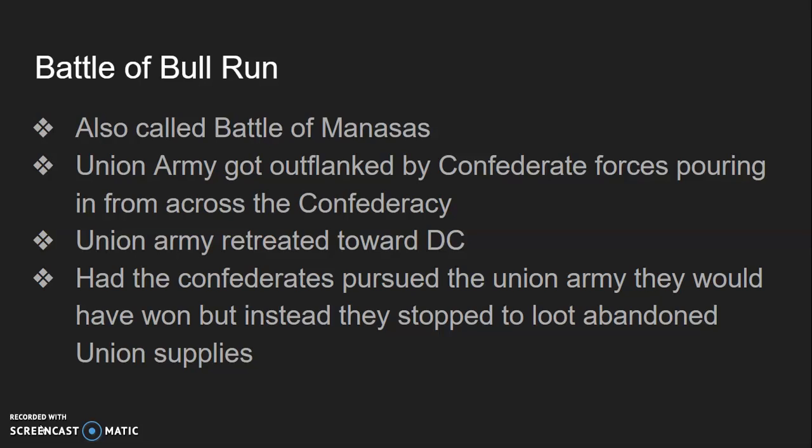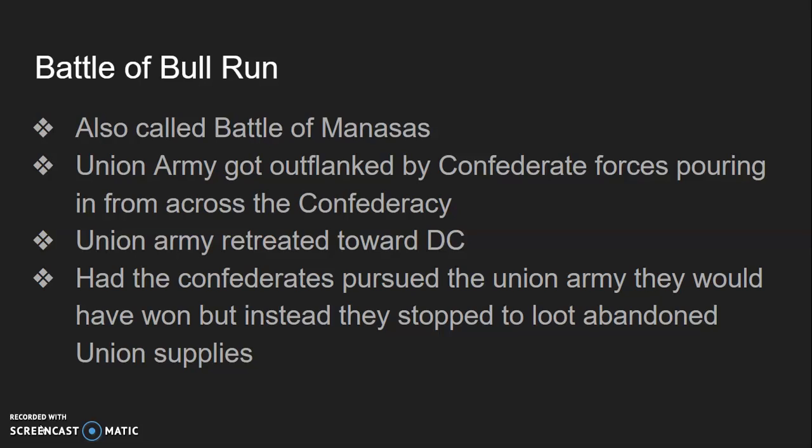The Union Army got outflanked by the Confederate forces pouring in from across the Confederacy. This battle saw the career of several famed Confederate generals, including Stonewall Jackson, so named because of his habit of him and his soldiers forming a tight line on one of the hills, which many recall as being a stone wall. Now, one interesting fact is that the Union Army, after being outflanked, retreats toward D.C.